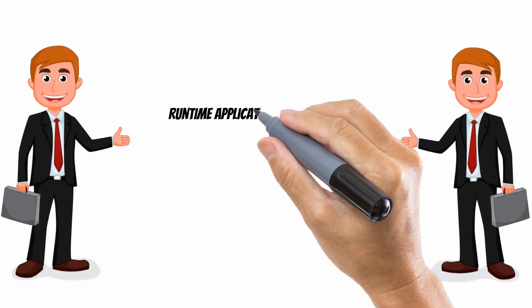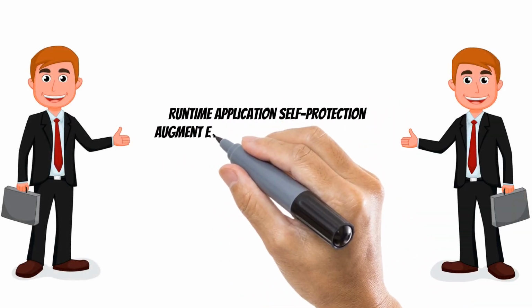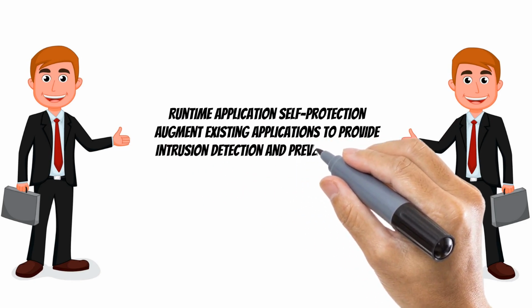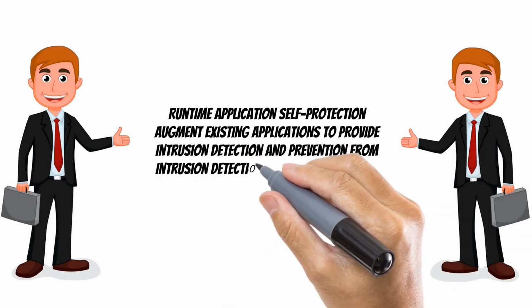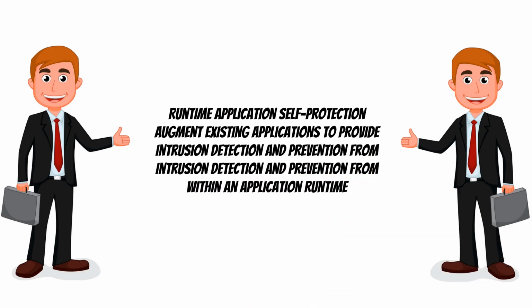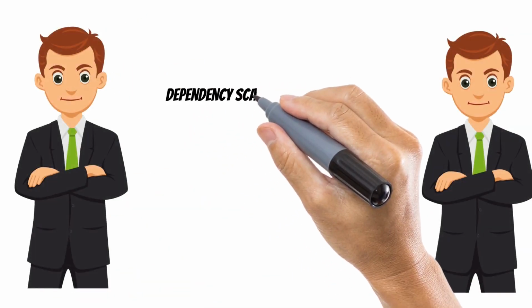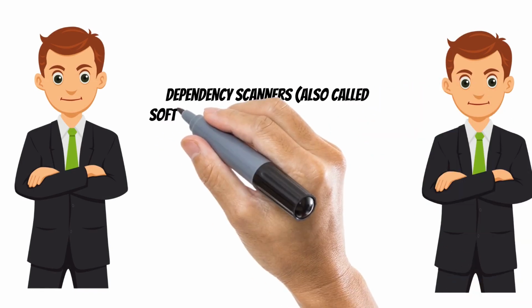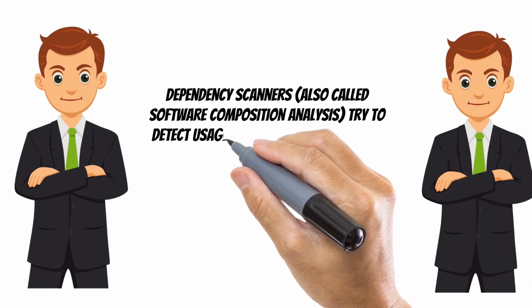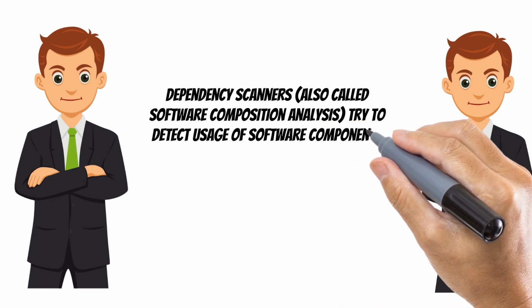Runtime application self-protection augments existing applications to provide intrusion detection and prevention from within an application runtime. Dependency scanners, also called software composition analysis, try to detect usage of software components with known vulnerabilities.